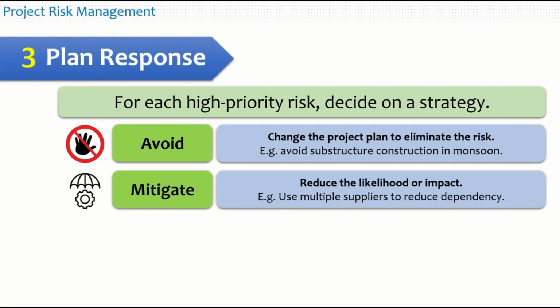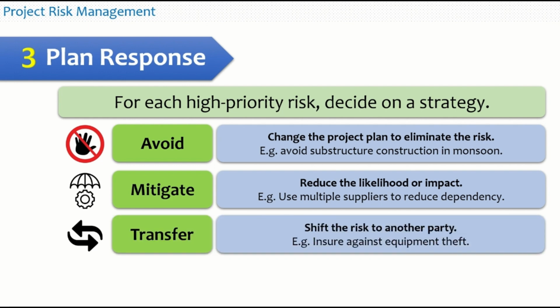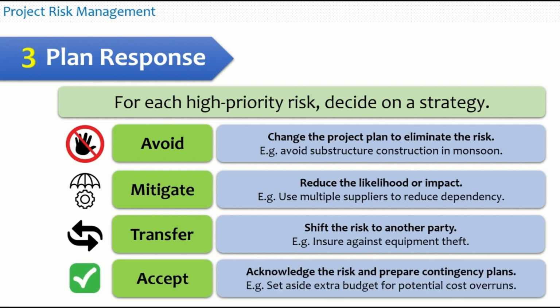Next is the mitigation strategy, where you can reduce the likelihood or impact of a risk and thereby mitigate the risk. For example, using multiple suppliers to reduce dependency on one for a scarce type of material is a mitigation strategy to reduce the impact of the risk. You can transfer the risk. For example, if there is a chance of equipment theft, you can insure your equipment and hence the risk is transferred to another party. You can also accept the risk, that is, acknowledging the risk and preparing contingency plans. For example, setting aside some extra budget for potential cost overruns in a project.